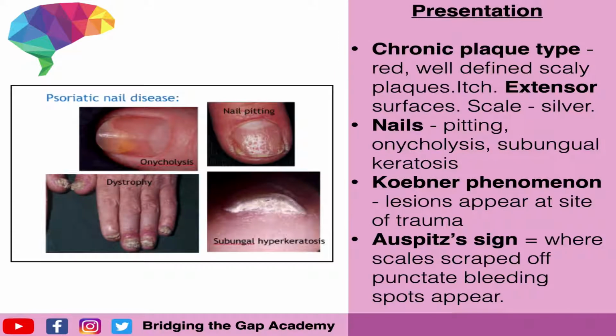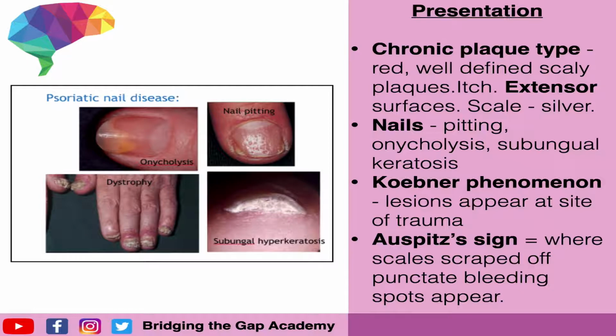Presentation of psoriasis, how does it present? Now, the chronic plaque type that we were talking about earlier on presents as a very red, well-defined, scaly plaque. There's itching, and it's usually found on the extensor surfaces, as we said, for example, behind your elbow. Scale is associated with this as well, and it's got a silver-like colour to it. Moving on to the nails.